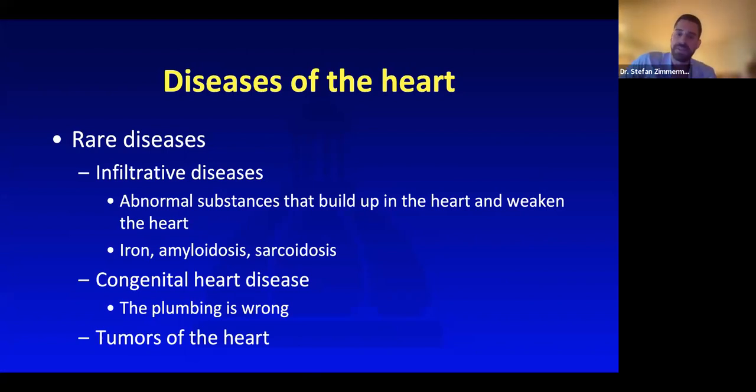And so basically the plumbing is wrong, meaning that maybe the right heart should be pumping to the pulmonary artery, but instead it's pumping to the aorta or vice versa. And so things aren't connected in the normal way, or there may be communications between chambers that don't belong. And that can happen with congenital heart disease.